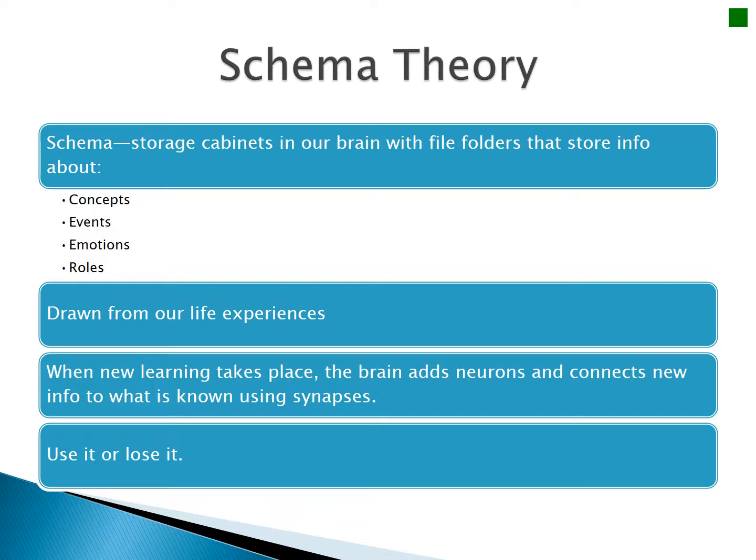So one of the most beautiful things about the way that God made us is that our brain is constantly growing and changing depending on what we put into it. The schema theory states that we all have schema in our brains. So basically, schema are like storage cabinets in our brains that have file folders that store information about concepts, events, emotions, and roles. And the better we help our students organize what they are learning, the more their knowledge will be easily accessed and kept by them.